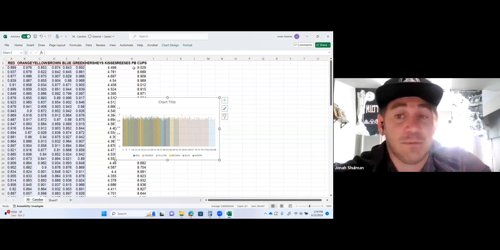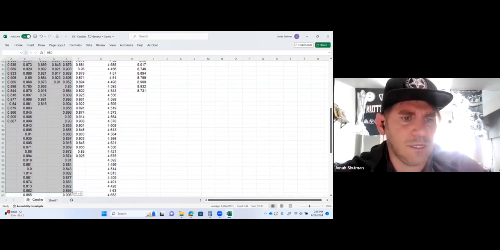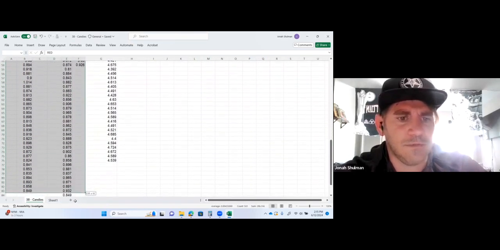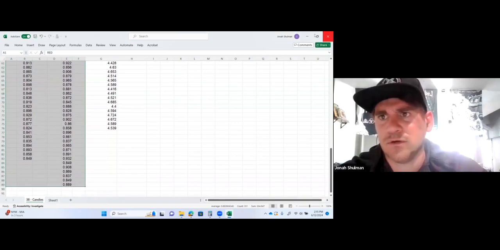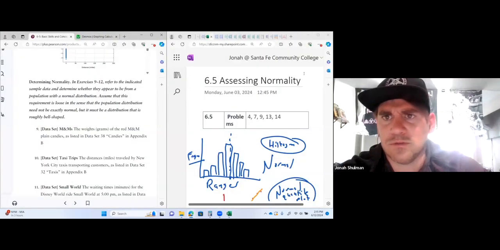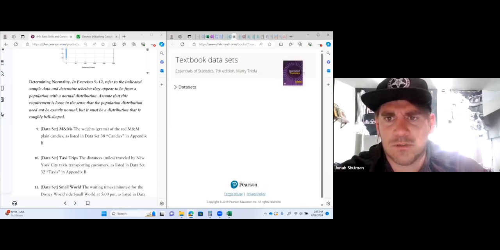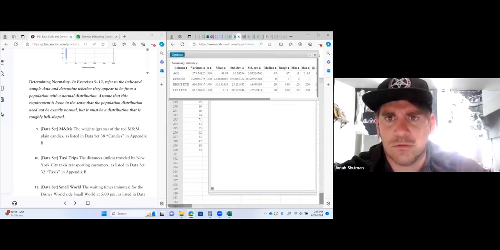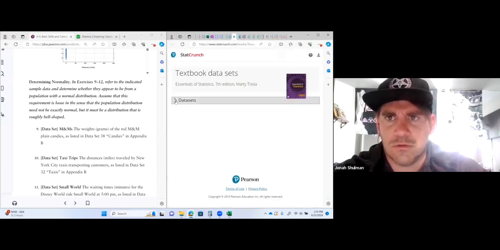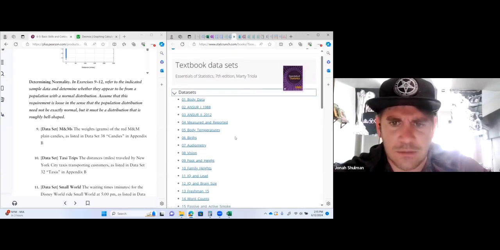All right, so the first thing I'd probably have to do is make a histogram out of this, which I'm not really wanting to do right now. And these weights are not all the same. So let's go into StatCrunch and mess with it, because we're going to have to do one of these Q1s anyway. So let's go to number 9. It's going to be Appendix B in StatCrunch. Data set number 38.